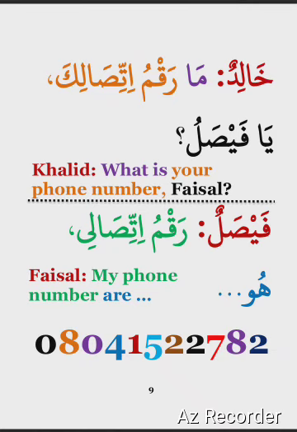The alifun kasra between mimun and ta'un is to be omitted because it is found in the middle of other letters. So you omit it, you don't read it. Never say it with the alif; rather you say ما رقم اتصالك. What is your phone number? ما رقم اتصالك, by talking to a male person.